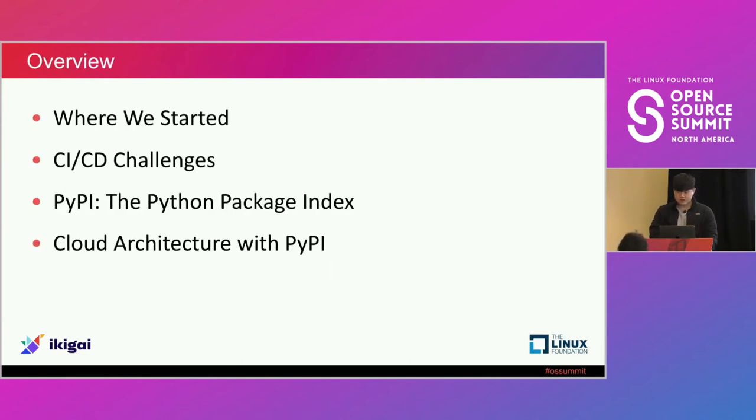So today, I want to talk about where we started, how we started this journey of setting up cloud infrastructure with PyPI, what kind of CI/CD challenges we faced on the way, and how we resolved it. And in that CI/CD process, we utilize something called PyPI. Then I'm going to introduce some different types of hosting options for PyPI in your infrastructure. And lastly, I want to talk about a few example cloud architectures that I utilize PyPI with. So why don't we get started?